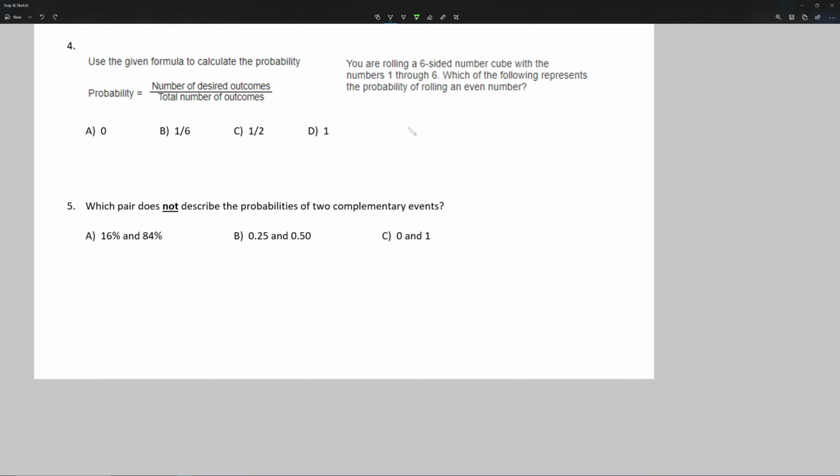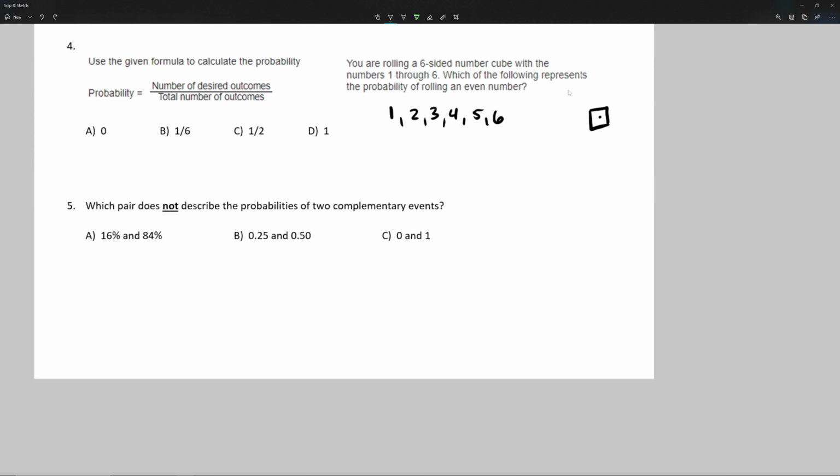So number 4 gave a lot of people a lot of problems. So let's talk it through. If you're rolling a 6-sided number cube with numbers 1 through 6, this is what we would call the sample space. Why don't we write all these numbers down? These are all the possible outcomes. And remember, a number cube has different sides. There's one with 2 dots, a side with 3 dots, 4 dots, and so on. So 6 sides.